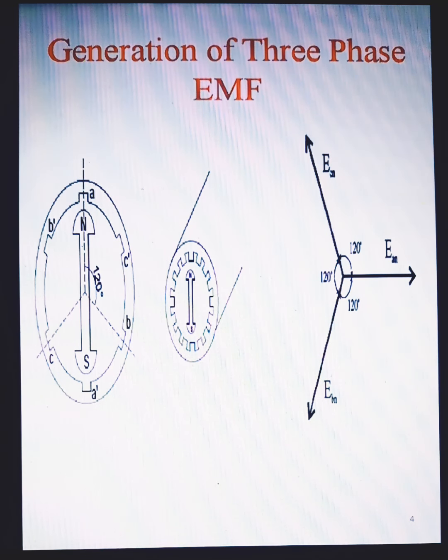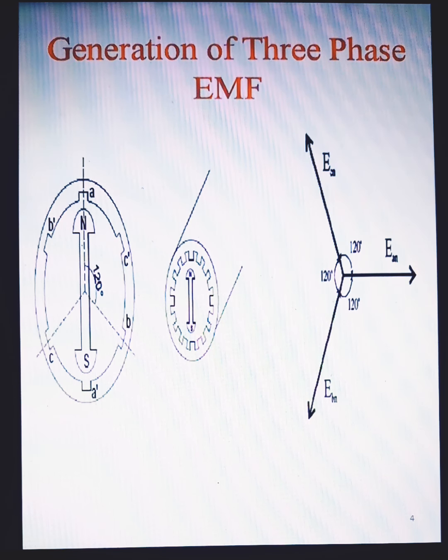Next, generation of three-phase EMF. Generation of three-phase EMF is almost similar to generation of single-phase EMF that you have already studied. Only difference is that here three conductors are used, and those three conductors are mutually displaced by 120 degree. Three-phase EMF is generated using an alternator. Alternator mainly contains two parts, stator and rotor. Stator means static part or stationary part. Rotor is the rotating part.